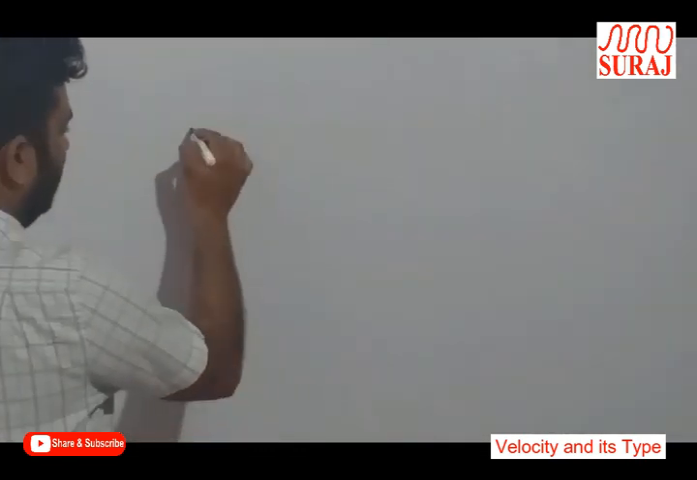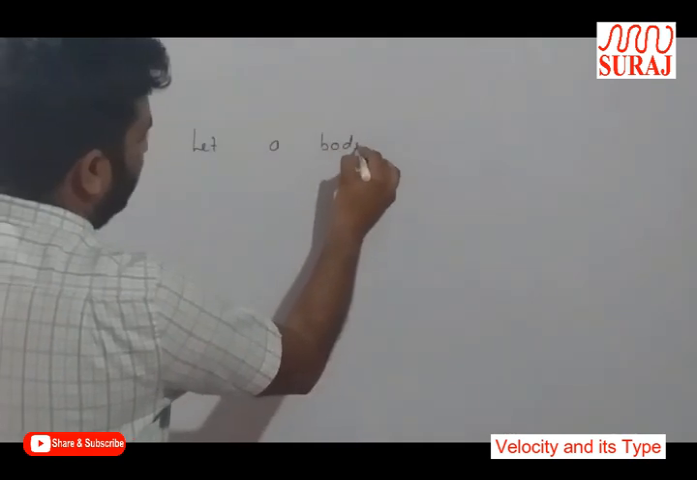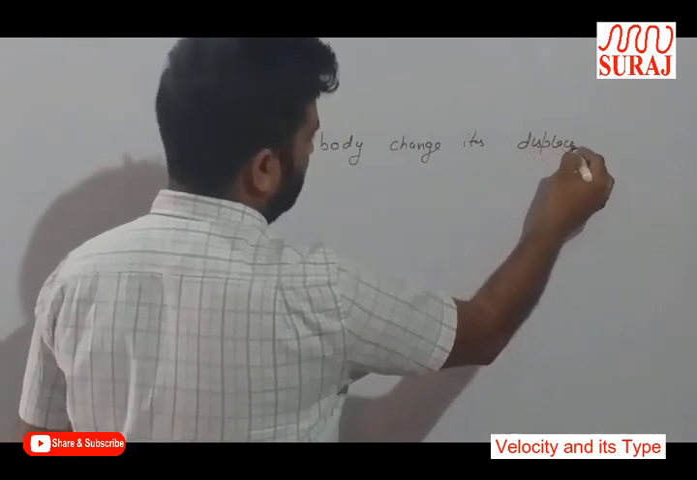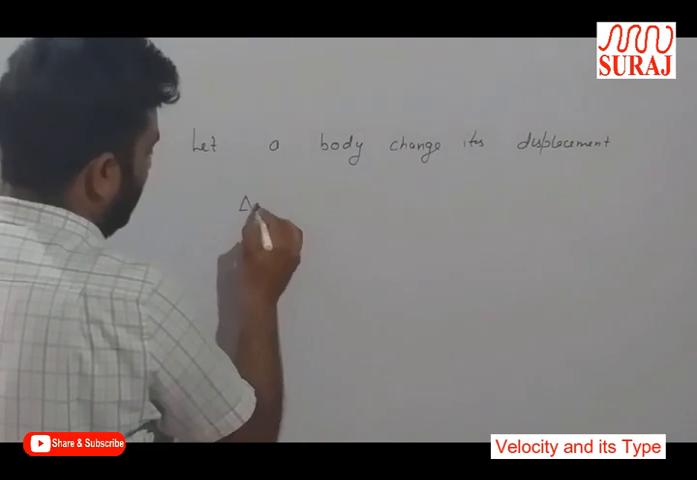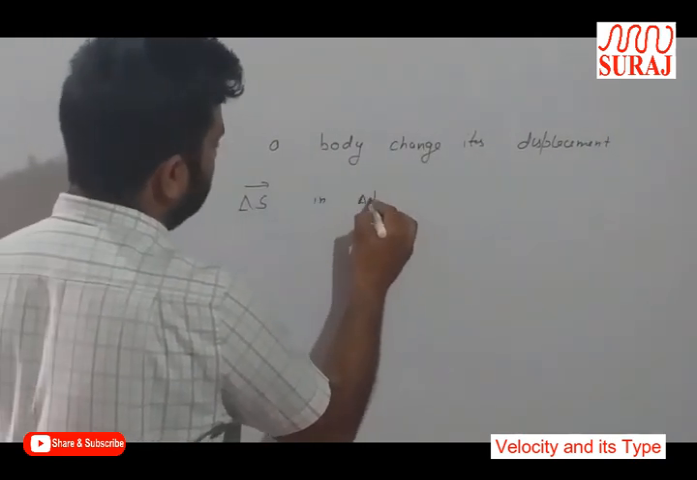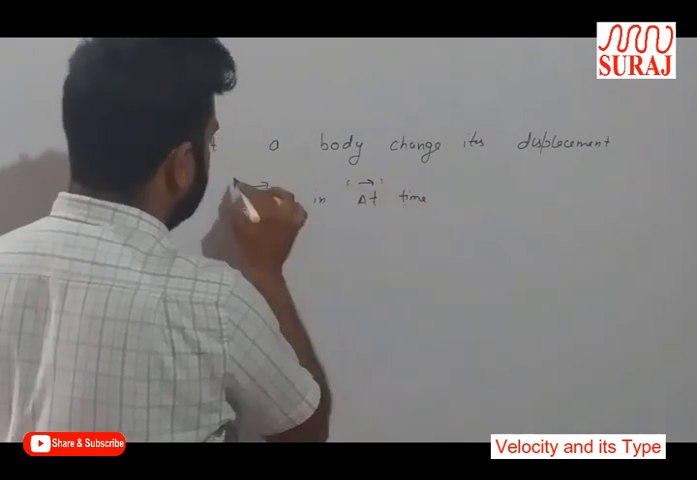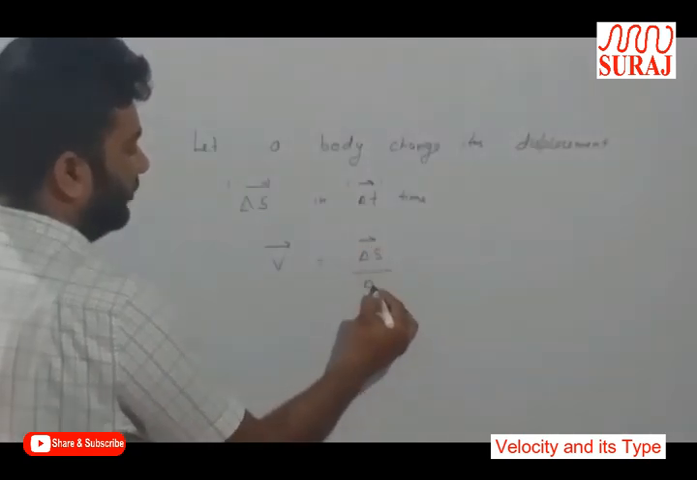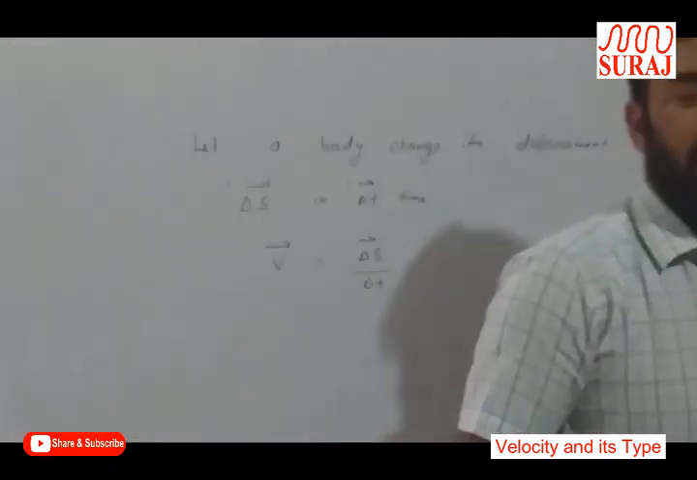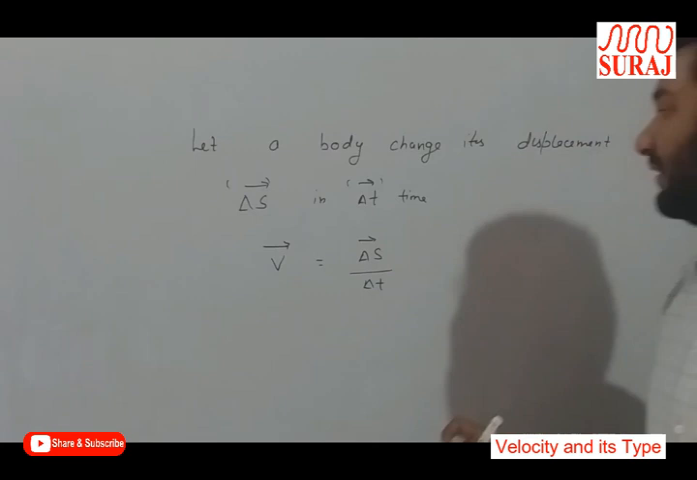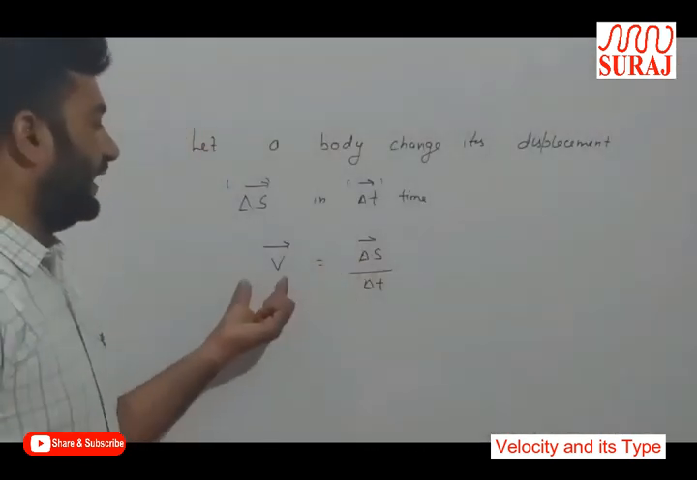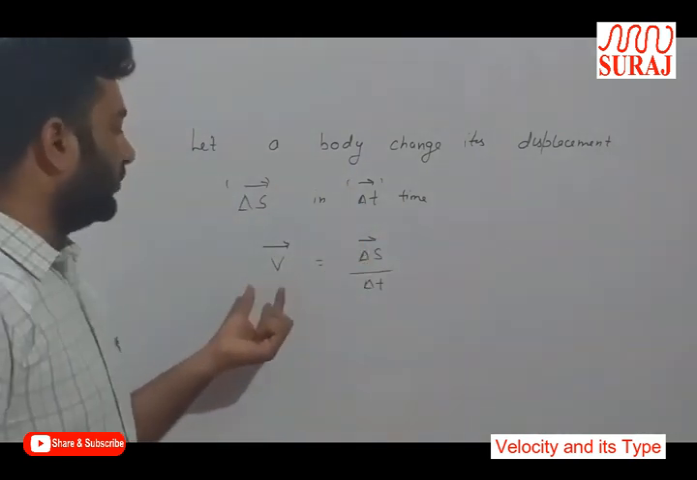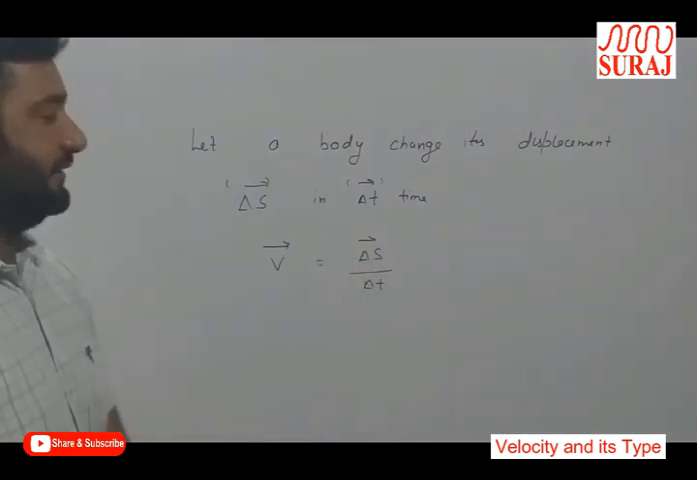Dear students, let a body change its displacement del S vector in del t time. So velocity V vector will be equal to del S vector upon del t. This is defined as the velocity. Here S is the displacement, t is the time, and v is the velocity. So let a body change its displacement del S in del t time, then its velocity will be given as del S upon del t.